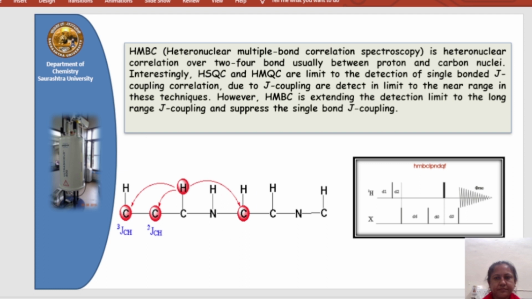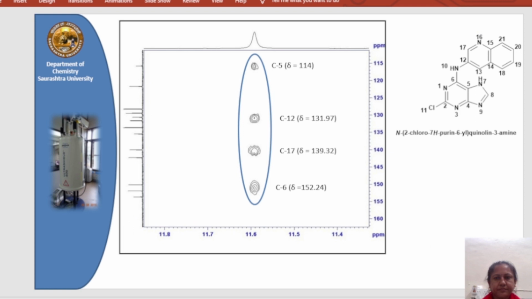Now when we study the HMBC of this particular compound, what do we get? On the x-axis we take the proton NMR. It's not a single pulse frequency; we use two pulses, and that's why it is known as 2D NMR. In the x-axis we record one pulse, the proton NMR spectrum, and on the y-axis we record the second pulse, here 13C.